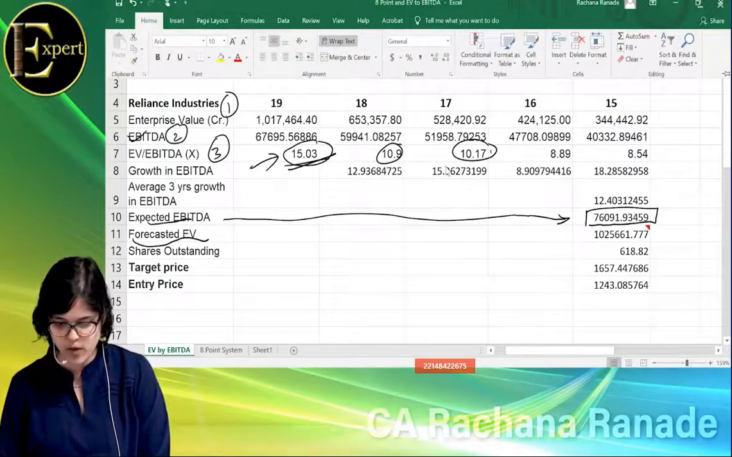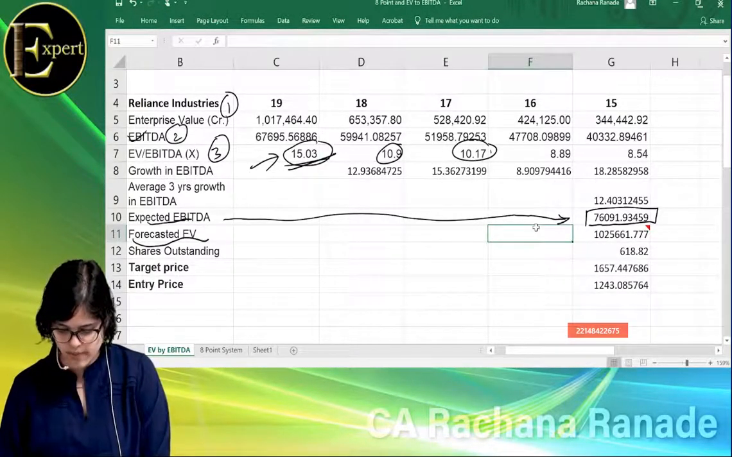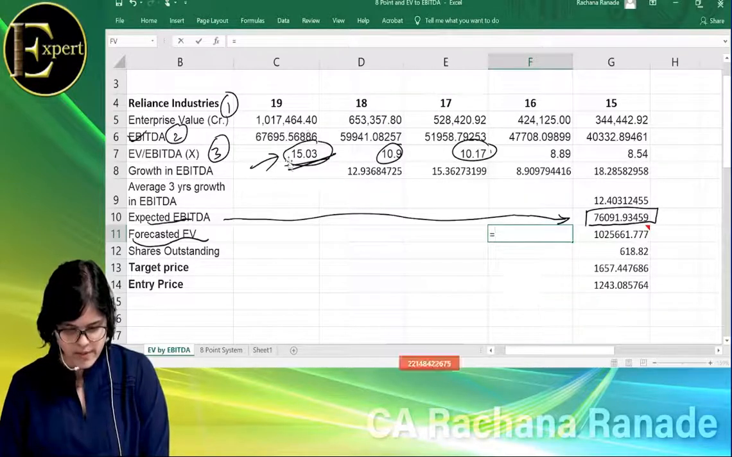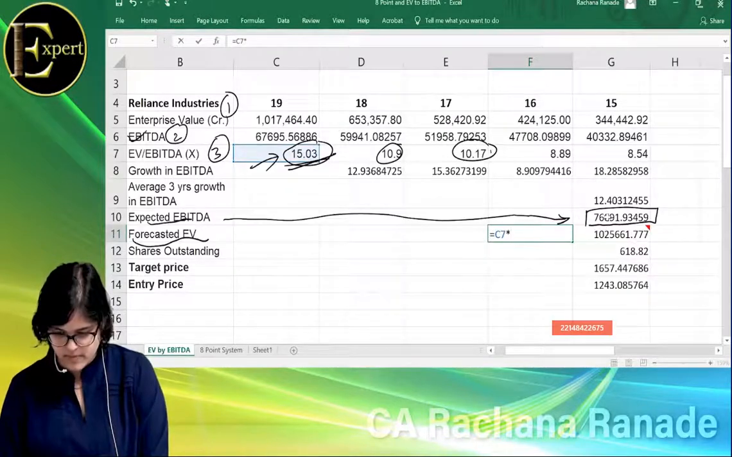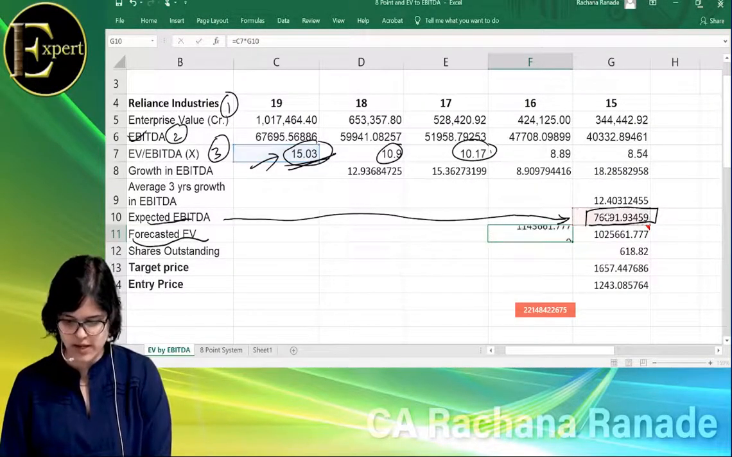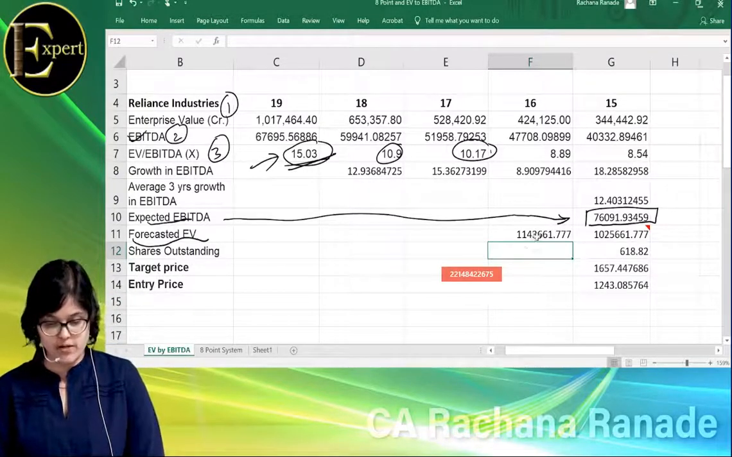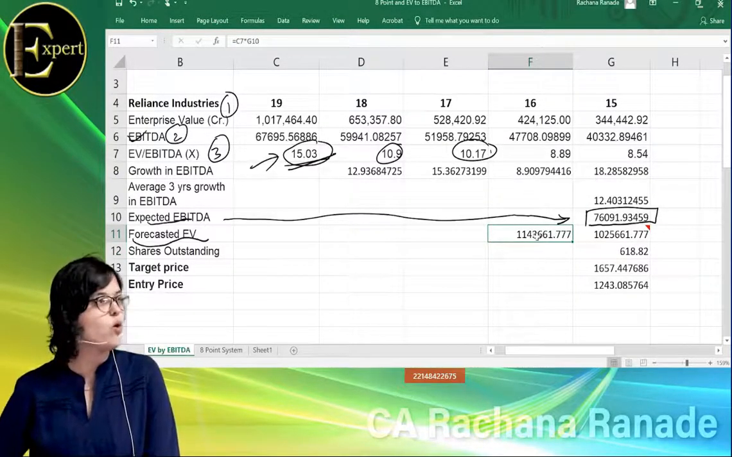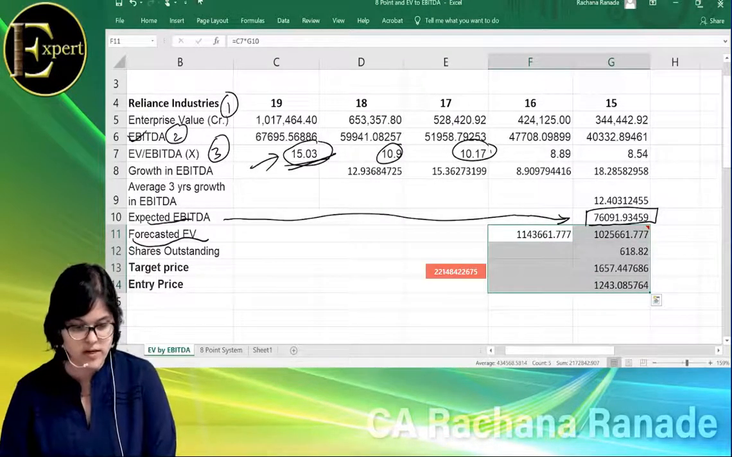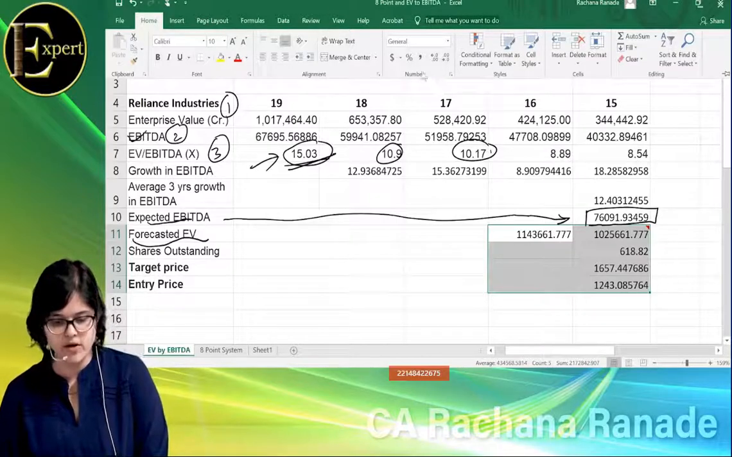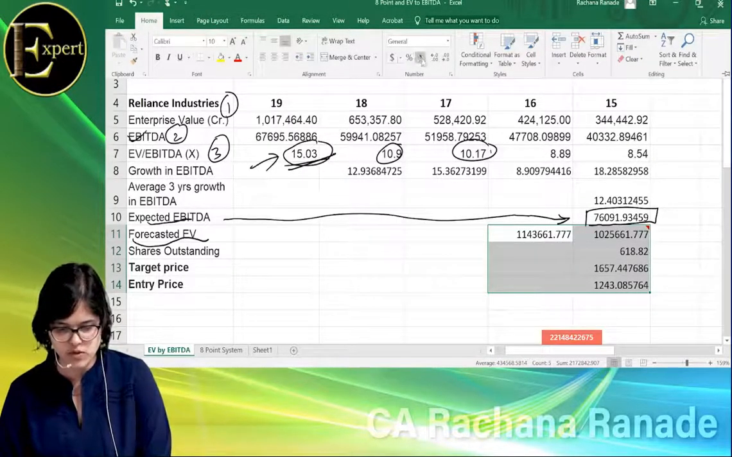What will be the next step? Tell me, what into what? Okay. So what am I going to do? It is equal to EV by EBITDA multiplied by what? 76091. Okay. Wait, I know there's a difference. So this is a forecasted EBITDA. I'll tell you both thought processes in this because I have tried to check many books on this. Even I have learned it from somewhere. There are some authors, I'll tell you the thought process difference also.